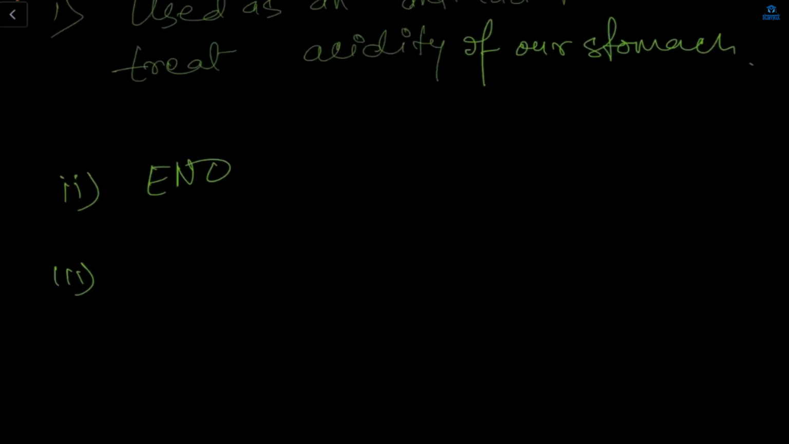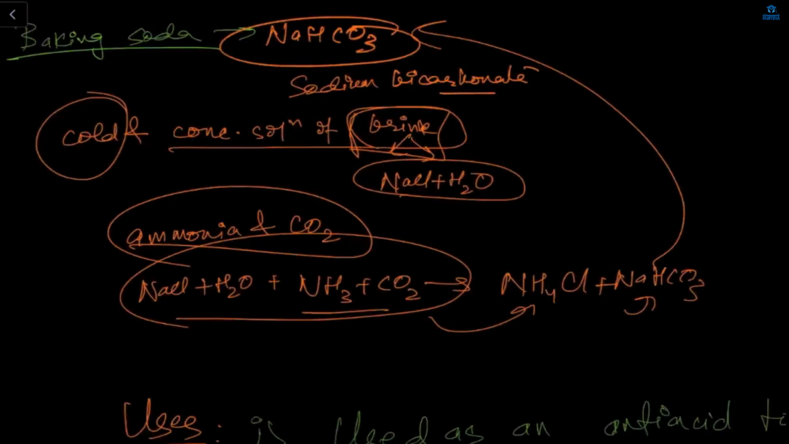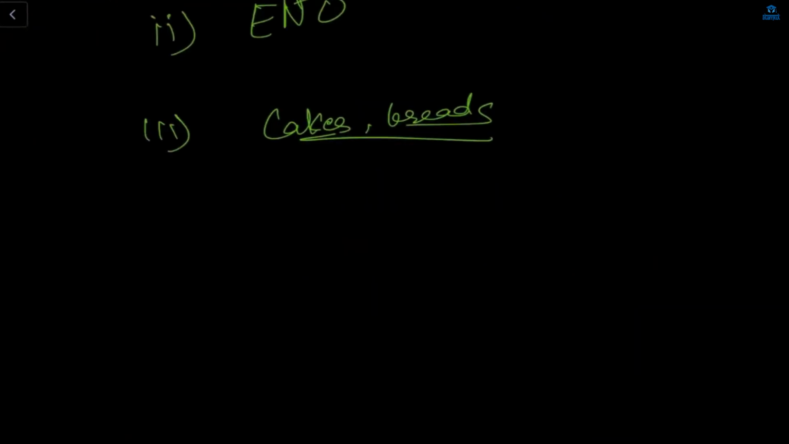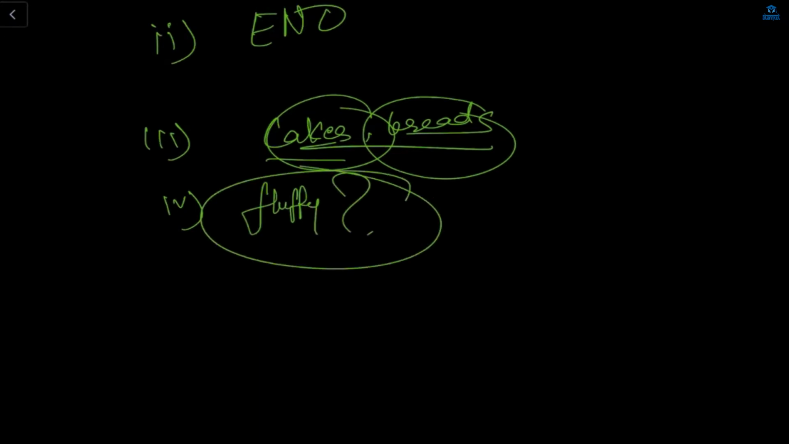Now, what is the next point? Used to make baking powder, which is used in the preparation of cakes and breads. This baking soda is useful for making cakes and breads. Now, anyone tell me how baking soda makes our dish fluffy? How does a cake become fluffy, the fluffy round shape? How is this happening?